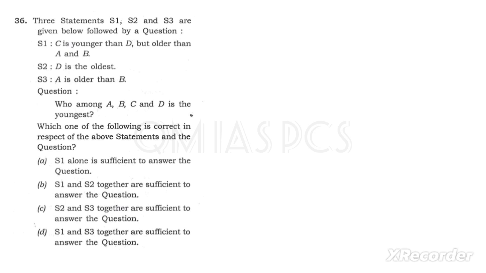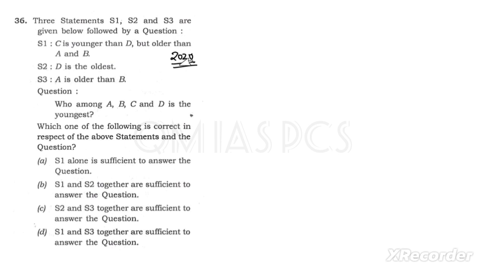So this question is from UPSC 2020. You can see there are three statements and one question, and based on that we have to understand which option is correct. So just go through the statements. Statement 1: C is younger than D but older than A and B. Second: D is the oldest. Then: A is older than B.